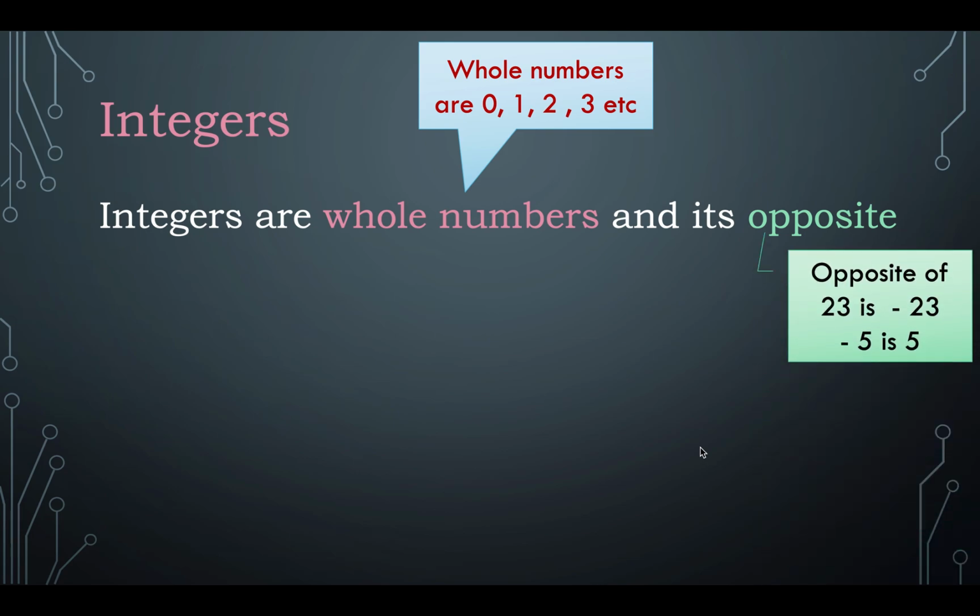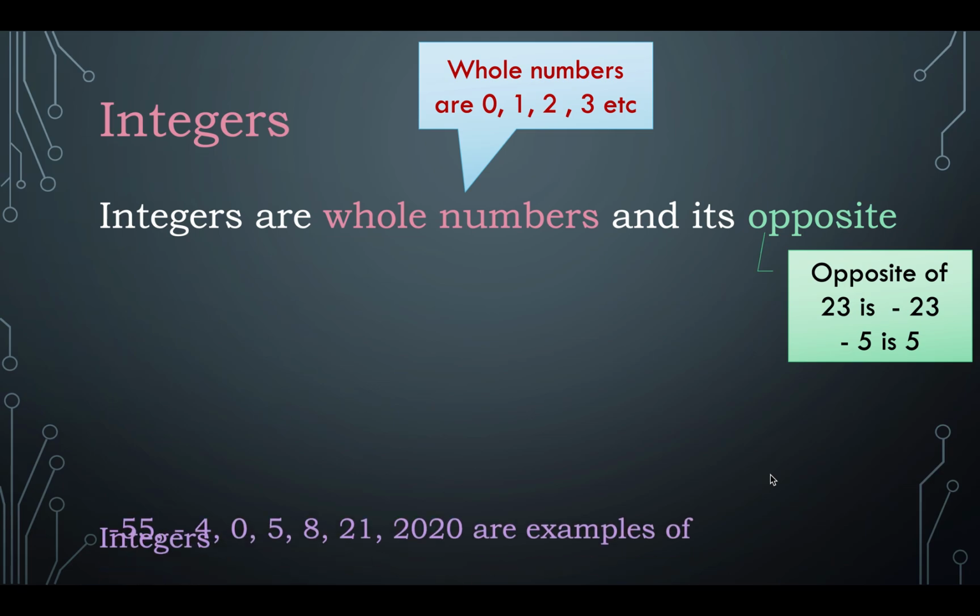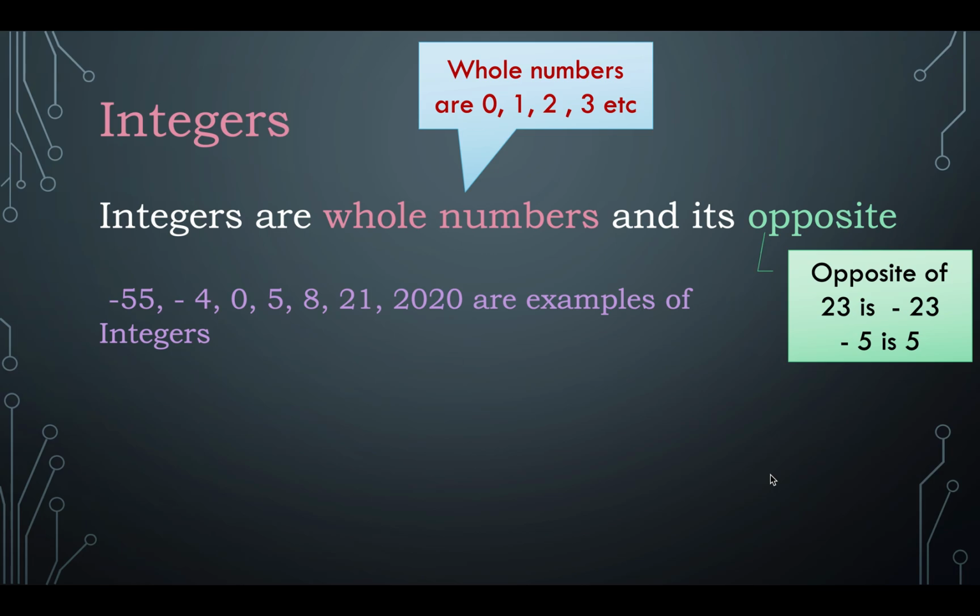Opposite means opposite of 23 is negative 23. Opposite of negative 5 is 5. Some examples for integers are negative 55, negative 4, 0, 5, 8, 21, 20.